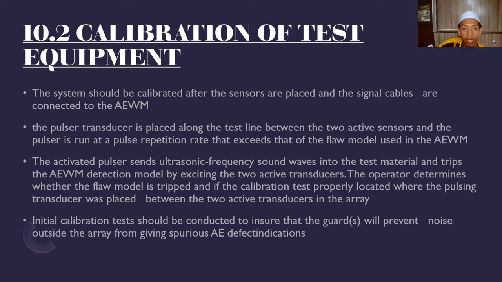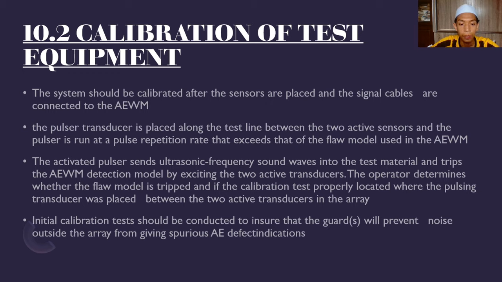The system should be calibrated after the sensors are placed and the signal cables are connected to the AEWM. The pulse transducer is placed along the test line between the two active sensors, and the pulse is run at a pulse repetition rate that exceeds that of the flaw model used in the AEWM. The activated pulse sends an ultrasonic frequency sound wave into the test material and trips the AEWM detection model by exciting the two active transducers. The operation determines whether the flaw model is tripped and if the calibration test properly located where the pulsing transducer was placed between the two active transducers in the array.